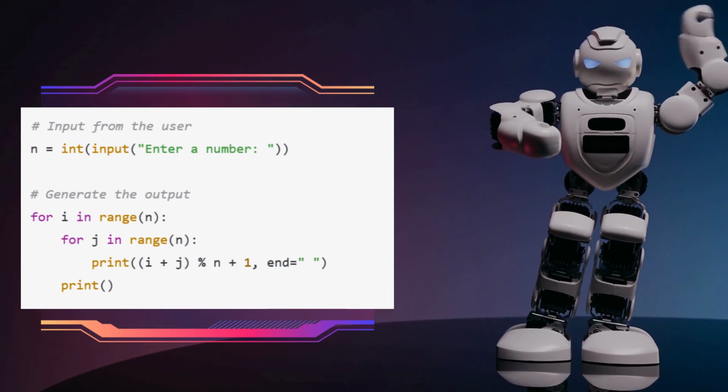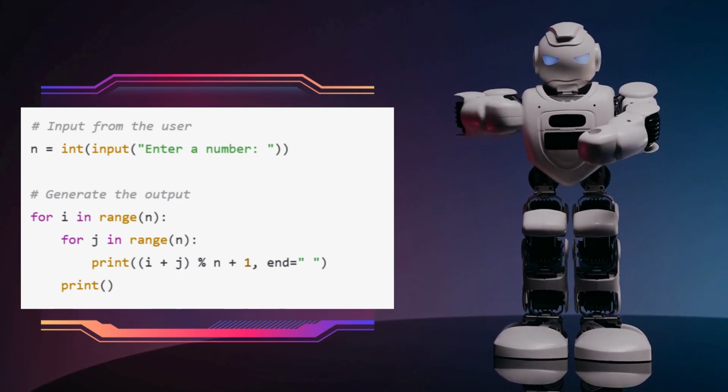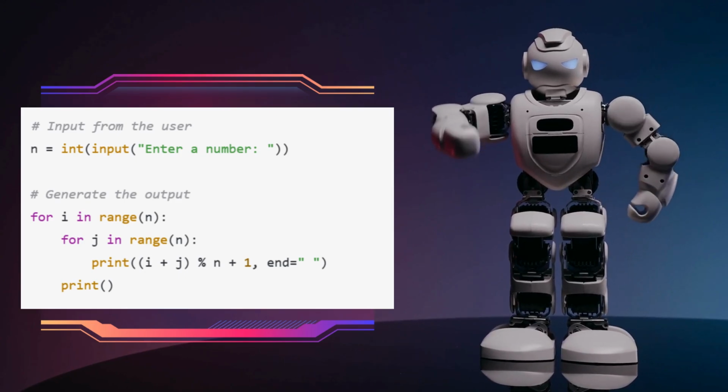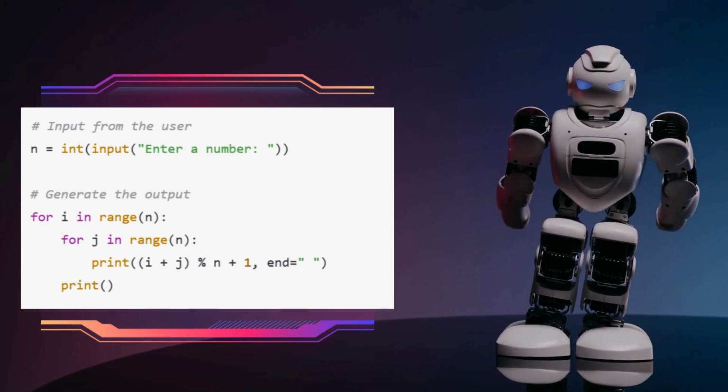It iterates through two nested loops. The outer loop represents each row. The inner loop calculates each number in the row using the formula that you are seeing in the print statement.